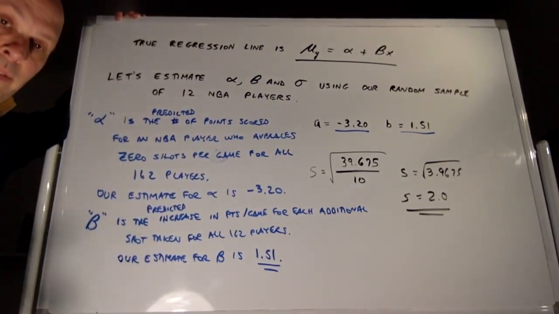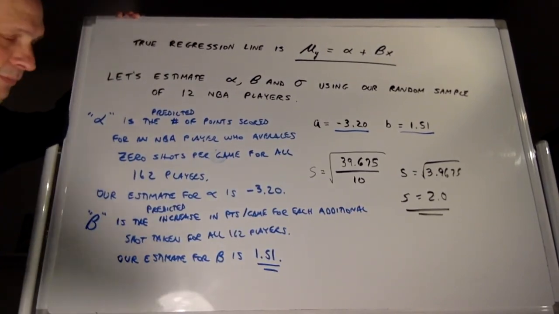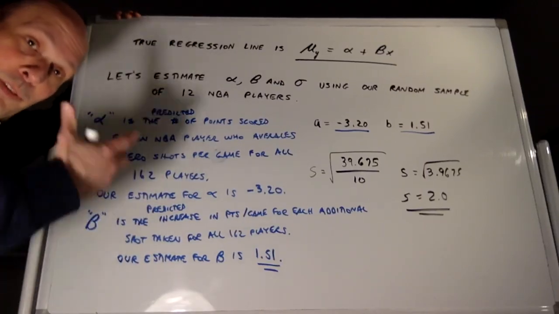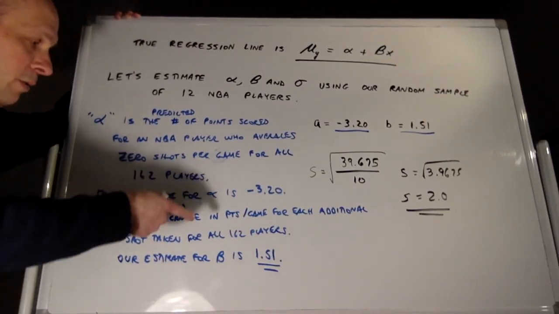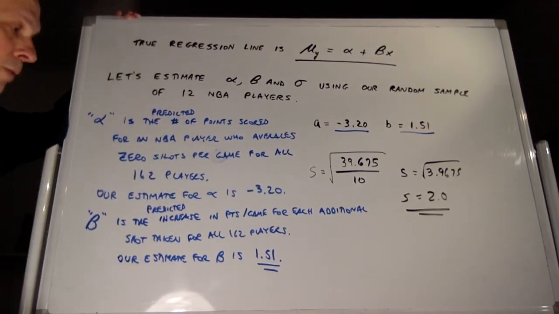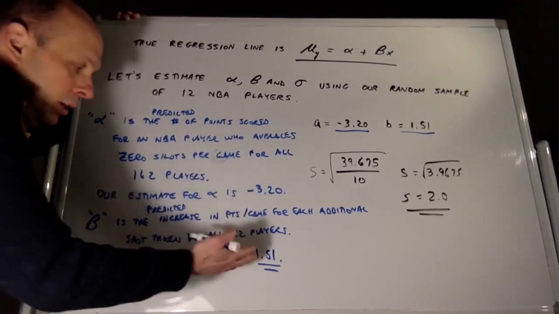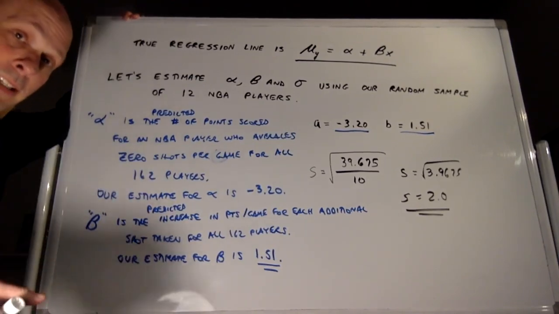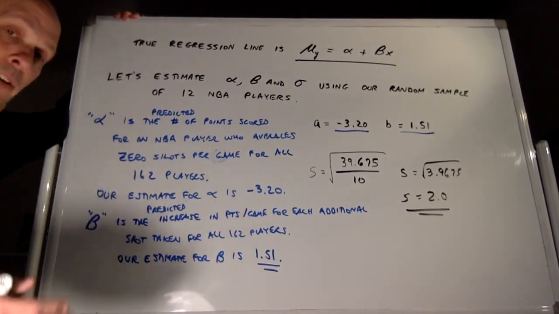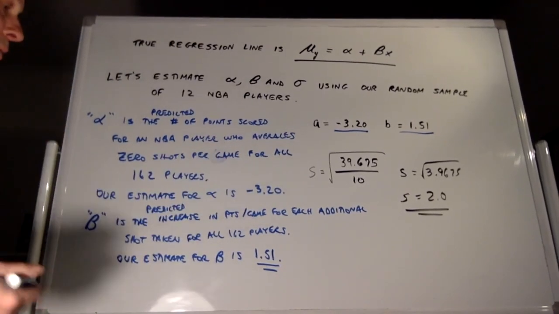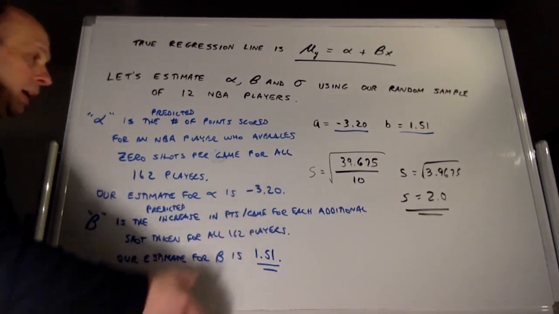Now, keep in mind, do we believe that beta is 1.51? No. Could it be 1.51? I guess. But we took a random sample of 12 from that 162 to generate this number, so it should be in the neighborhood of that. So we're going to say that for all 162 players, for each additional shot they take, on average, they're going to increase by about 1.5 points a game, or 1.51 points a game. That's our estimate for beta.